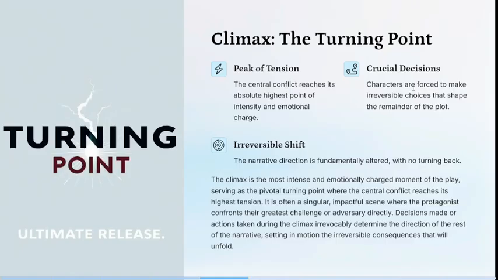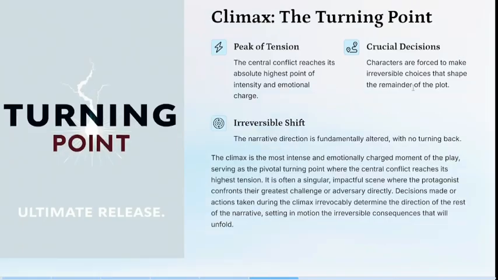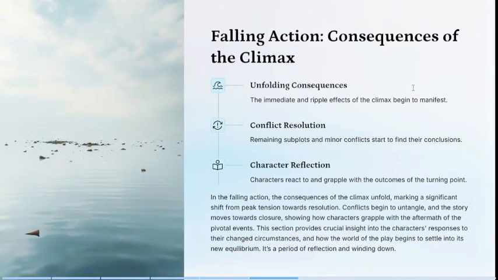Then moving on to the falling action. The falling action can be said to be where the events that follow the climax occur, where the conflict begins to resolve. So the falling action is where the story's tension begins to dissipate and the characters deal with the consequences of their actions. That is, the immediate and ripple effects of the climax begin to manifest.